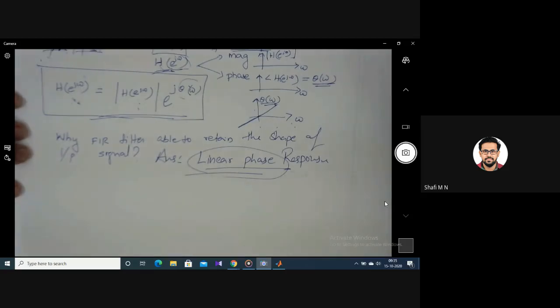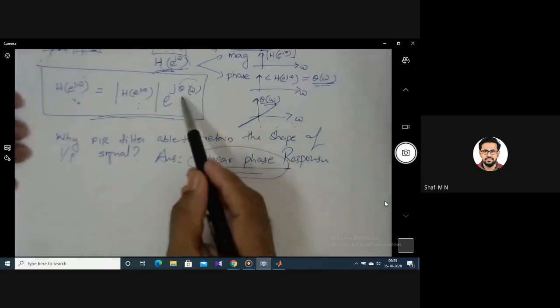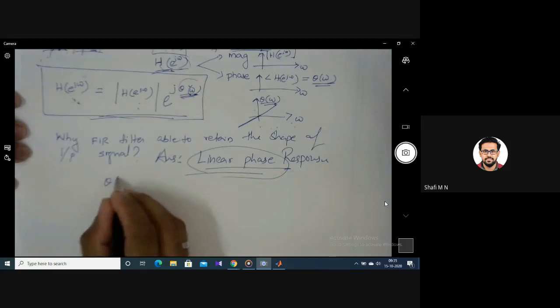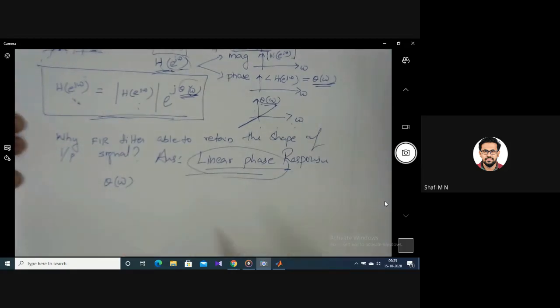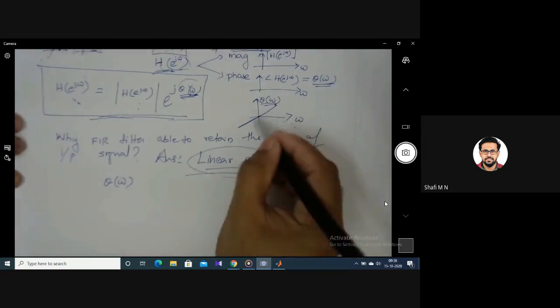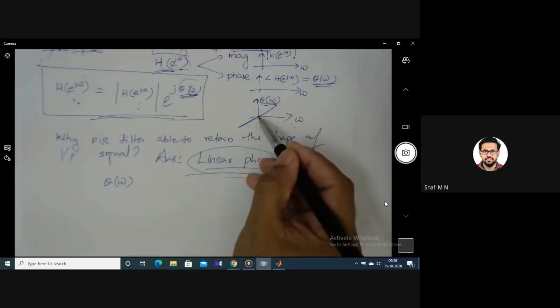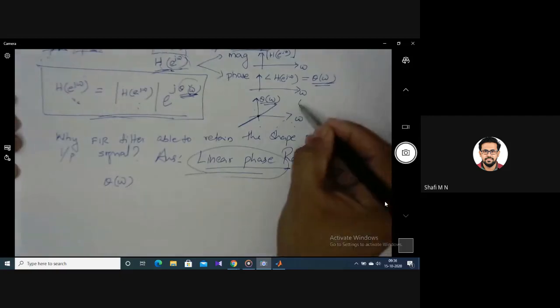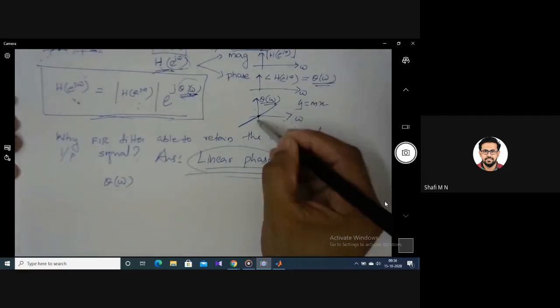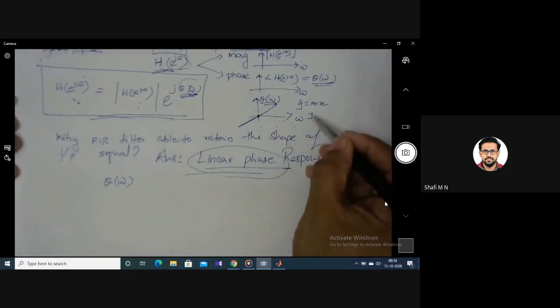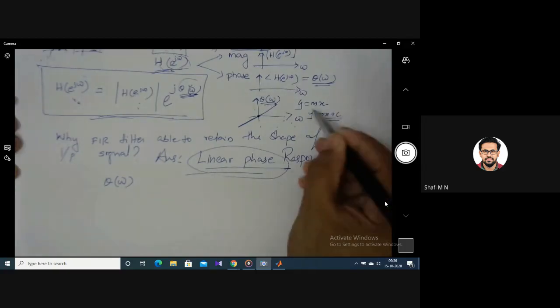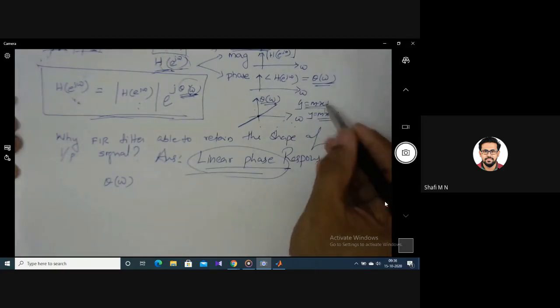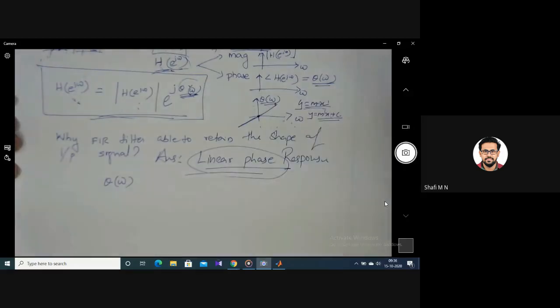Now let's do a mathematical investigation on this particular theta of omega, which is my hero. When it is a straight line, this can happen in two ways. One possibility is that it passes through the origin, so the y-intercept is 0. Then the line equation is y equal to mx. The other possibility is y equal to mx plus c. So these are the two possibilities, and I will do an analysis based on that.